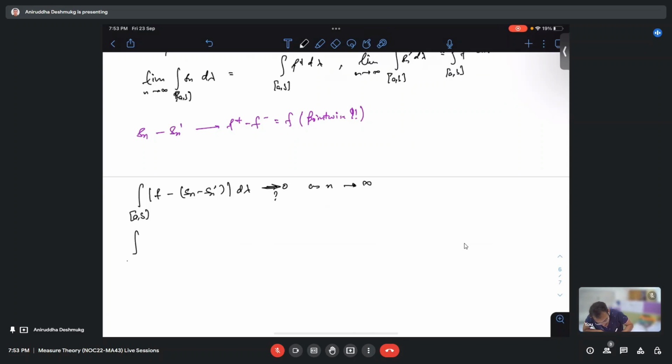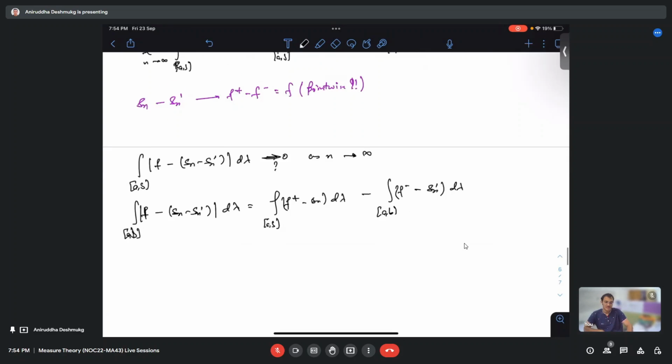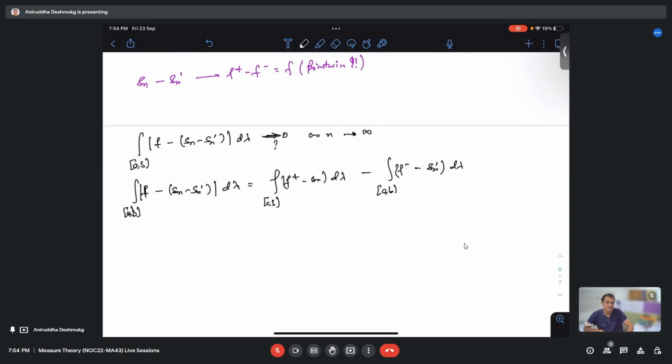So I can write this integral over AB of mod f minus Sn minus Sn prime d lambda as the integral over AB of f plus minus Sn d lambda minus the integral of f minus minus Sn prime over AB d lambda. So individually they are Lebesgue integrable functions, and the space of Lebesgue integrable functions is a vector space, so we can split it up. That is not an issue.